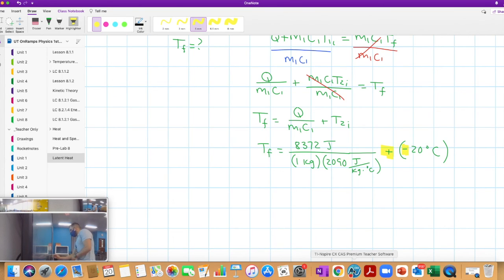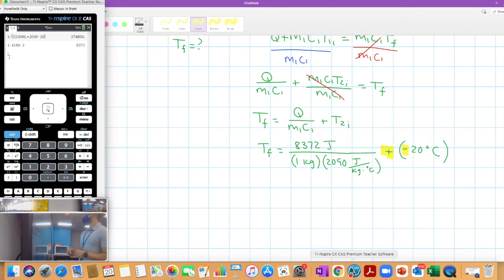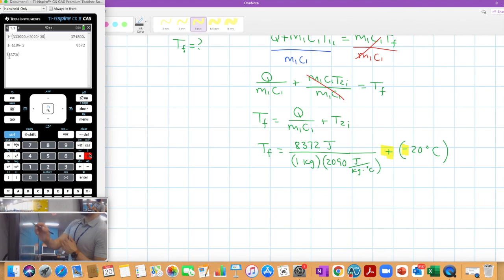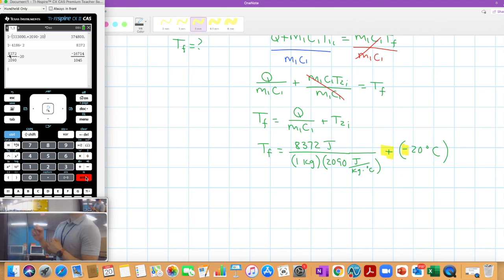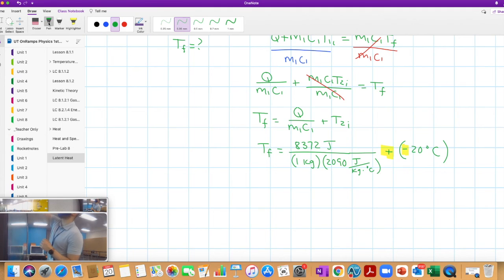So now, let's see what that is. So we have 8,372 divided by, oh well, it did not need the parentheses because it's 1. I'm not going to include the 1. Okay? Minus 20. That's about negative 16 degrees, 15.99. So negative 16, that's the final temperature.